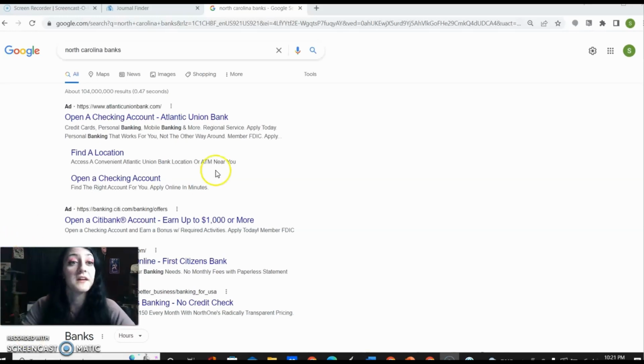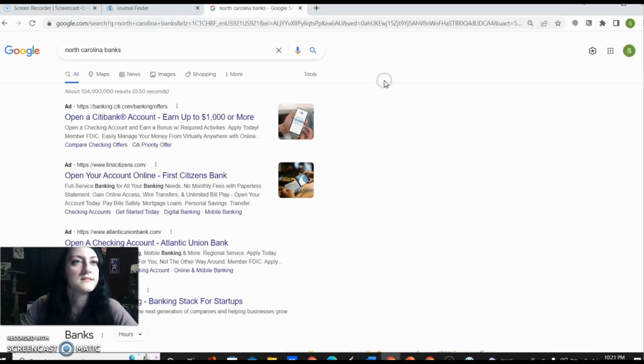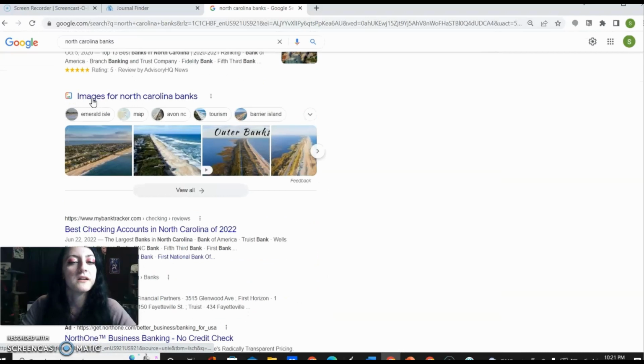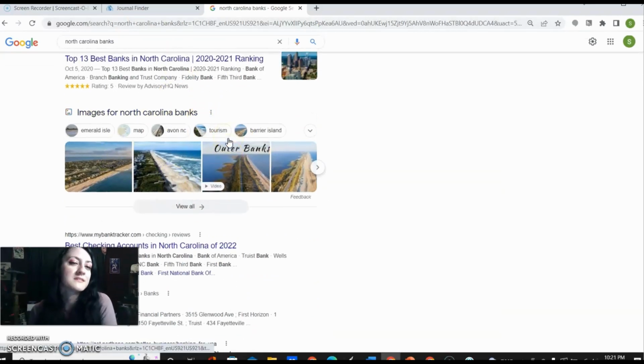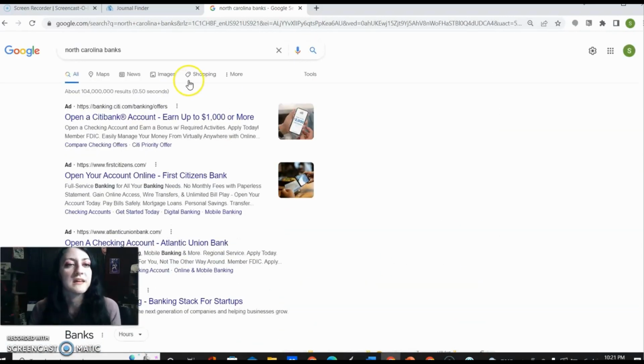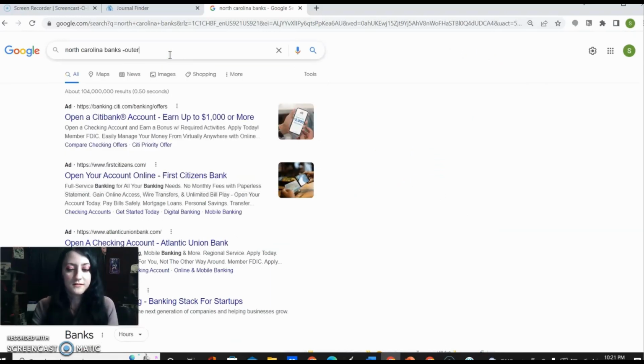So one of the things that will happen when you're looking up your key terms is something like this. Say you're looking up North Carolina banks, the financial institutions, but Google is also giving you the Outer Banks, and that's not what you're looking for. What you can do is this thing called minus sign searching, where you put a minus sign and then the thing you don't want.